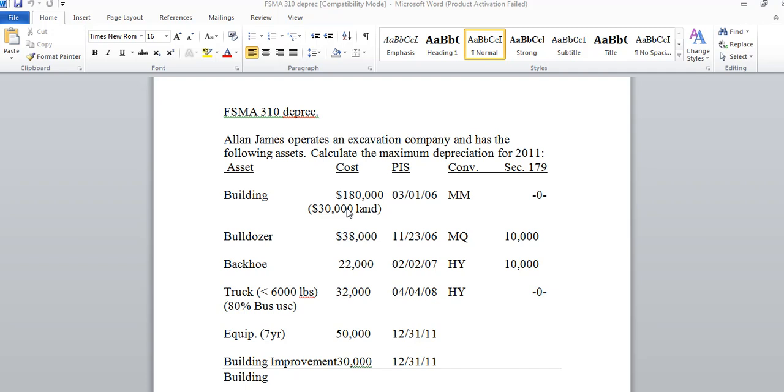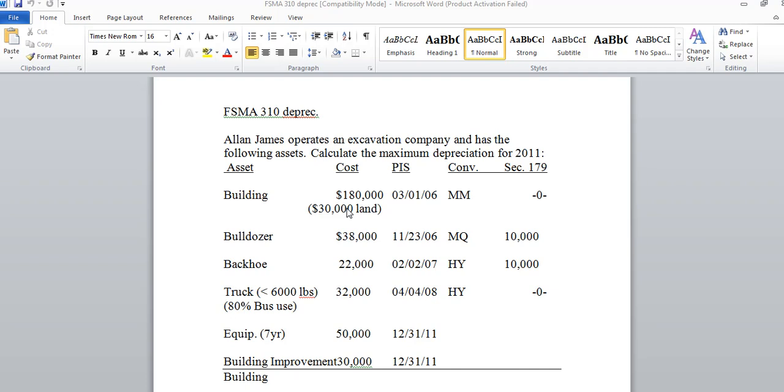Well, what I like to do is count backwards. I take 2011, 2010, 2009, 2008, 2007, and 2006. So 2006 would be the first year, 2007 would be the second, 2008 the third year, 2009 would be the fourth year, 2010 would be the fifth year, and 2011 would be the sixth year.